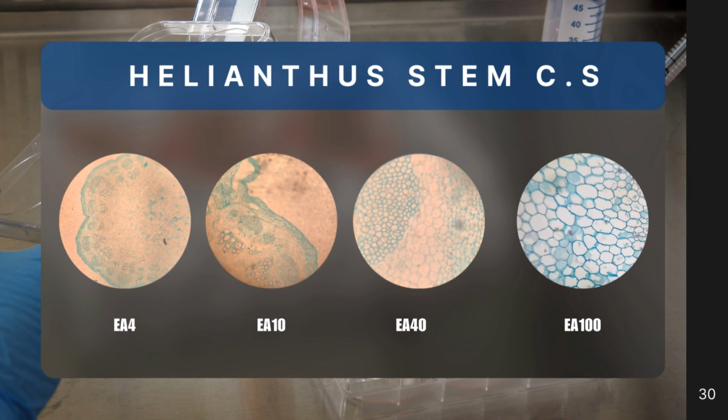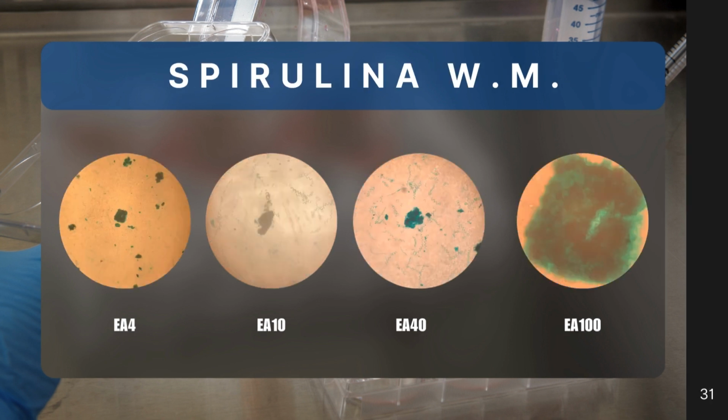Next is the Spirulina whole mount. Spirulina is a filamentous multicellular cyanobacterium. Under a microscope, you would see a trichome, which is a chain of cylindrical cells. The cells contain chlorophyll, which gives Spirulina its green color. These cells also contain a variety of other pigments and nutrients.